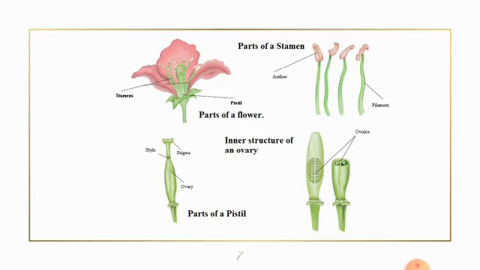The fourth whorl is gynecium, which is the female reproductive organ and consists of a group of leaves called carpels. Each carpel consists of stigma, style, and ovary. Its function is producing the female gamete, which is called ovule.